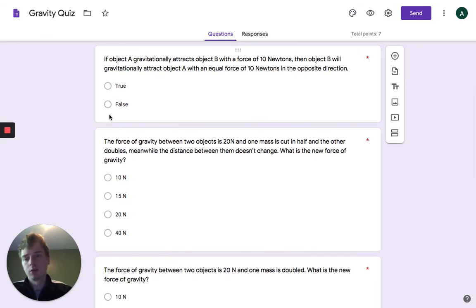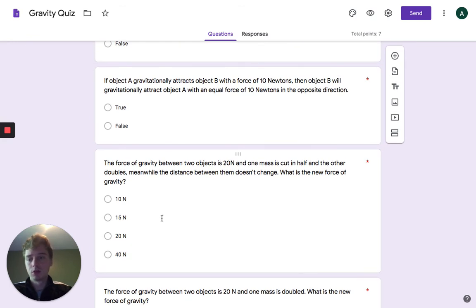The force of gravity between two objects is 20, and one mass is cut in half and the other doubles. Meanwhile, the distance doesn't change. What is the new force? That is going to be 20, because really the mass of the entire system has stayed the same. You cut it in half, but then doubled the other one, so it stays at 20. So there are two answers on the quiz.